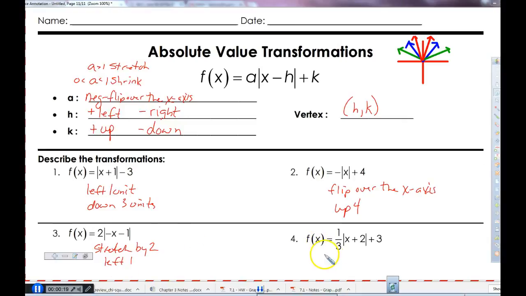Alright, and looking at problem number 4. Number 4, we have a fraction out front. So we have an a value between 0 and 1. So we have a shrink by 1 over 3. The positive value inside, after the x inside the absolute value bars, means we move left 2. And the plus 3 out front means we move up 3.